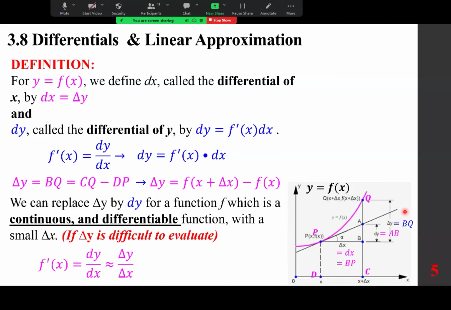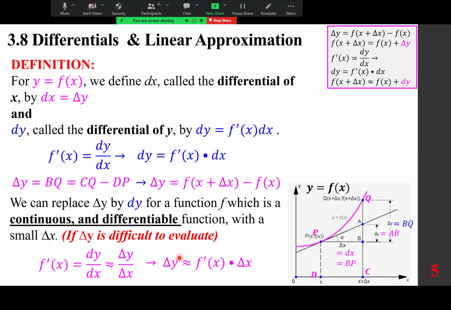So f prime of x, which is dy over dx, can be approximated by delta y over delta x, and dy is f prime of x times delta x. Now we can approximate delta y by f prime of x times dx, or delta x. So dy will approximate delta y, which many times is easier to calculate.